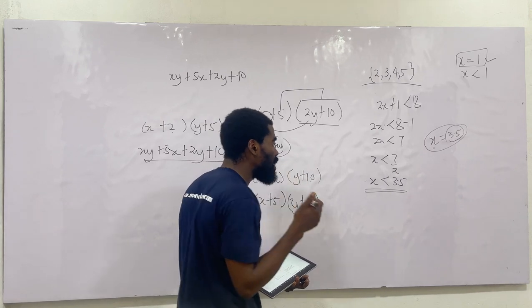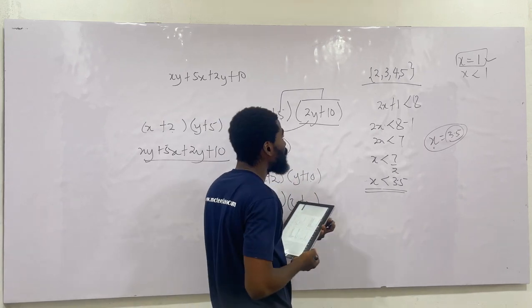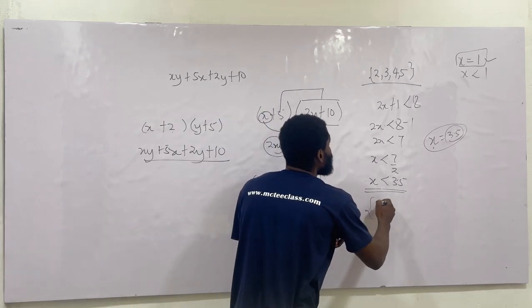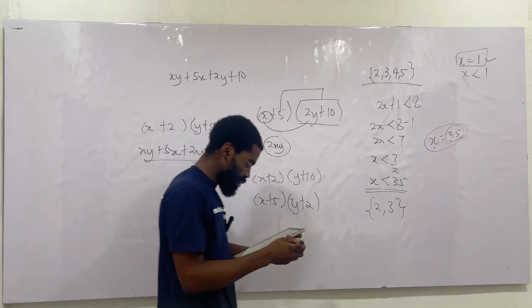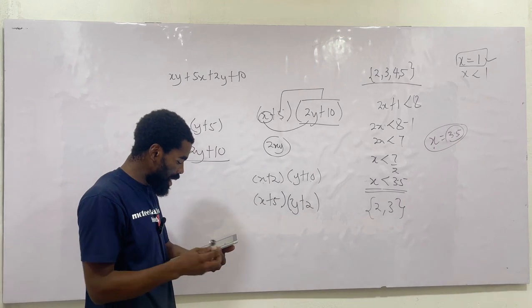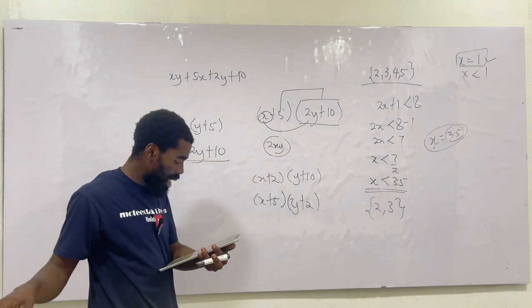Do you get the point I'm making here? So when I look at this, my answer will give me what? That means x will be 2 and 3. Good. So my answer lies at B. So B is my answer.